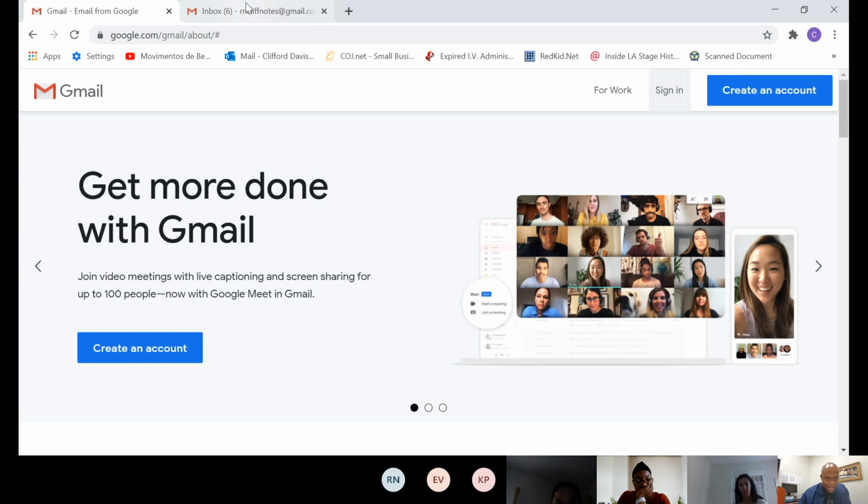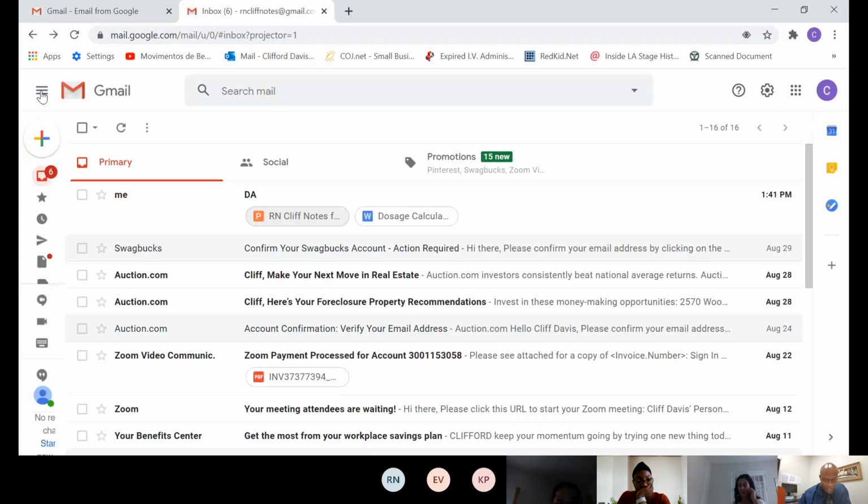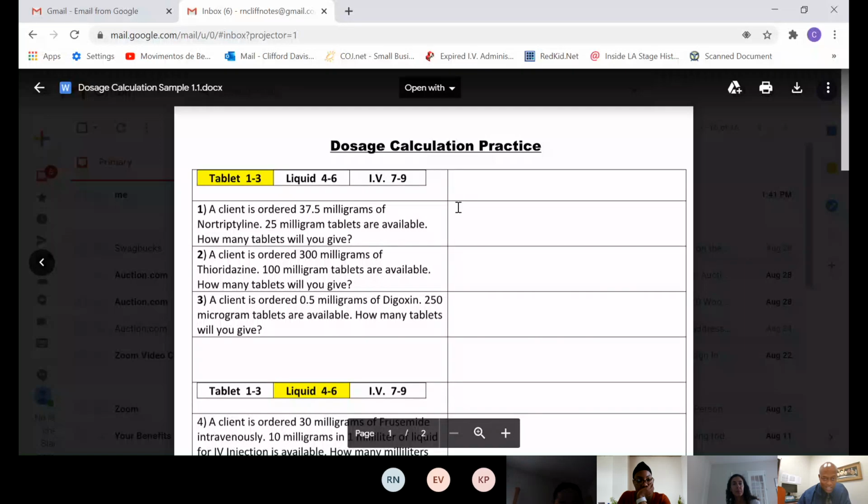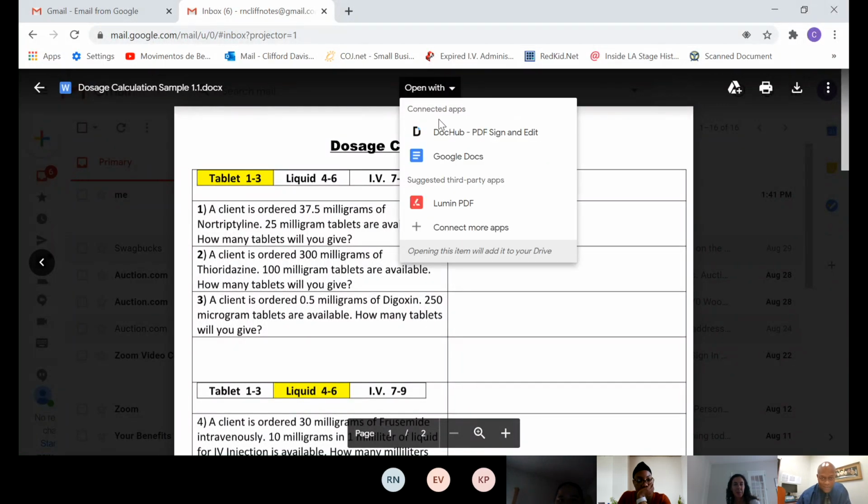Let me go back to my email there. And I guess I did all of that in the preview mode. Well, how great is that? Okay, let's open this thing up. Google Docs, okay, whatever.